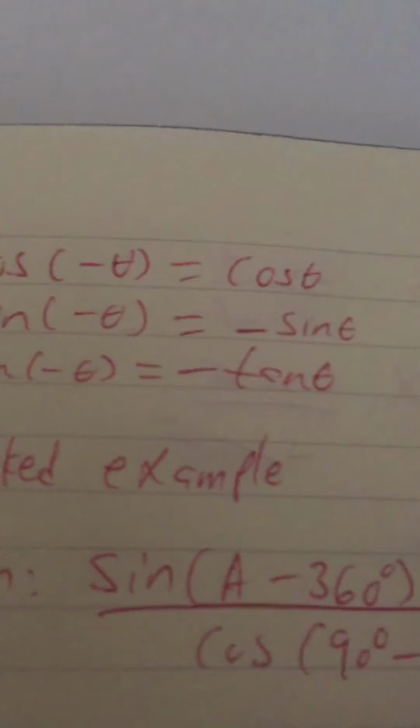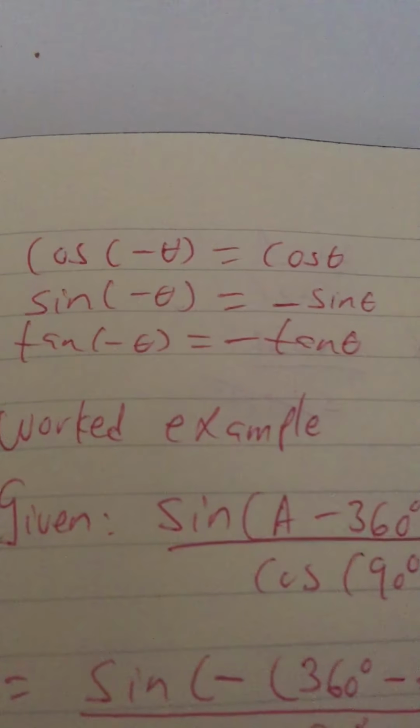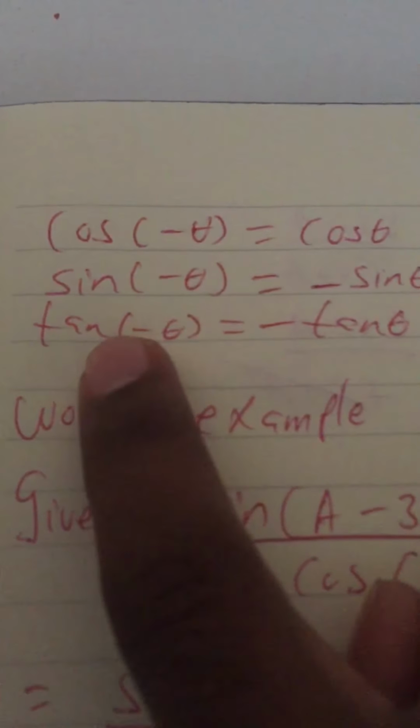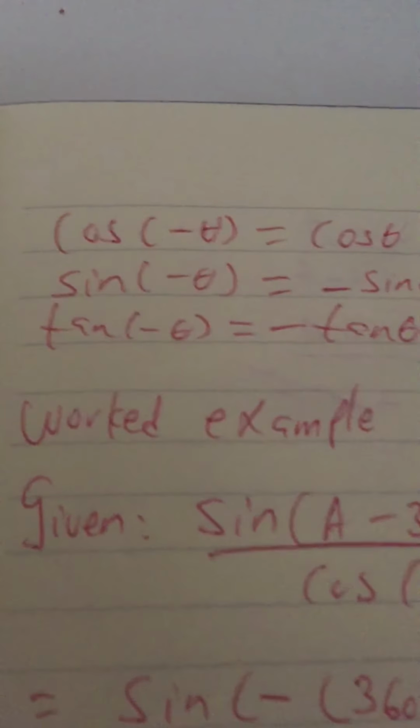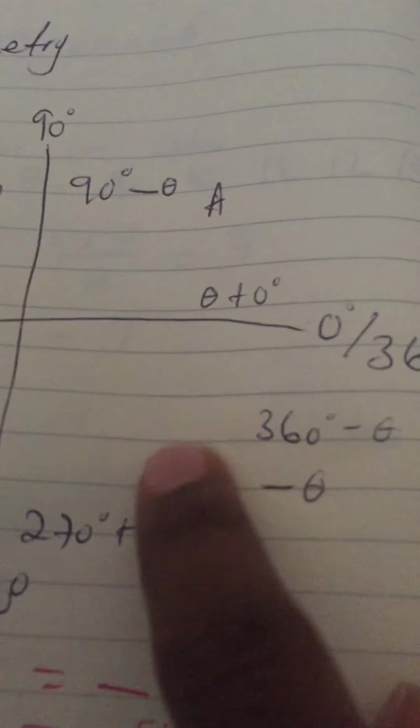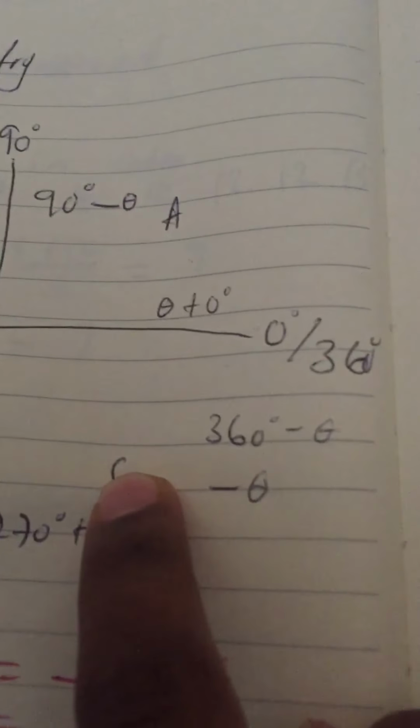So the last thing that you need to know for our basics is that cos of minus theta is just cos of theta, right? Sine of minus theta is just minus sine theta. Tan of minus theta is minus tan theta. Why is this the case? Remember what we said. Minus theta is where? It's in the fourth quadrant, and only cos is positive there. That's why cos of minus theta is positive and the rest are negative.